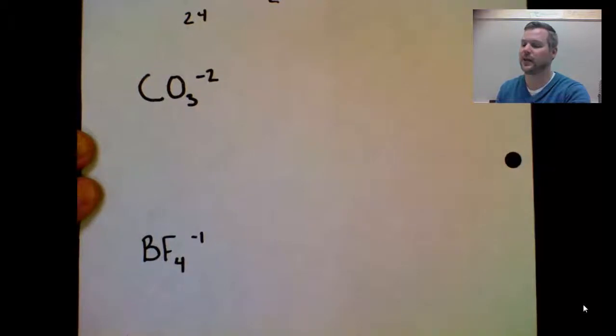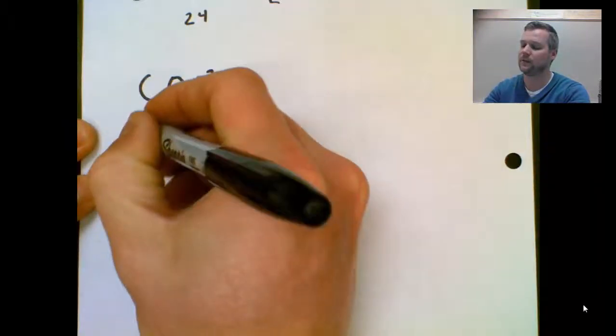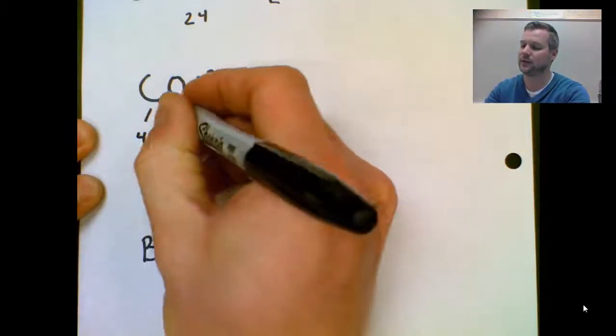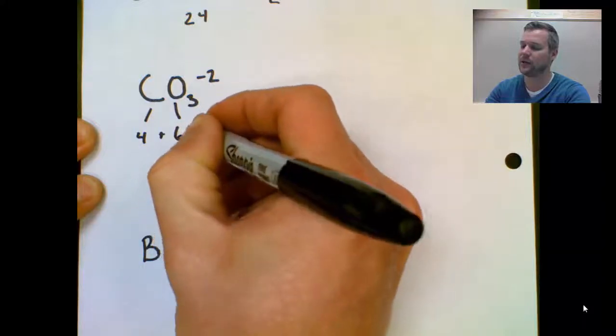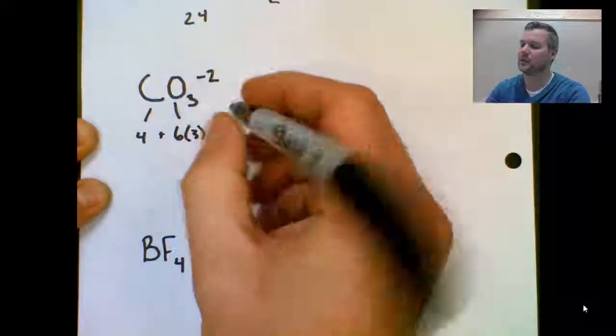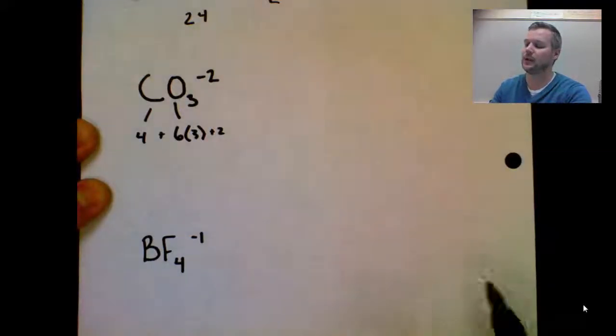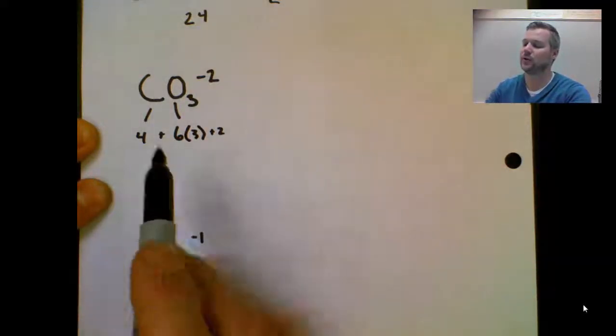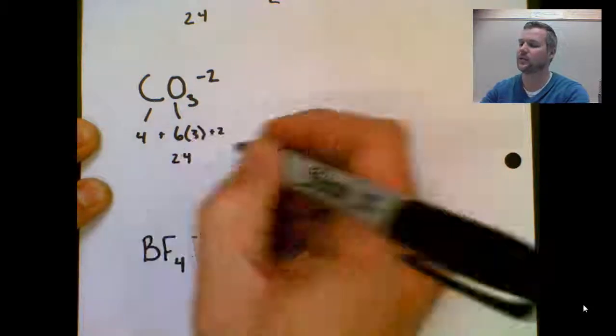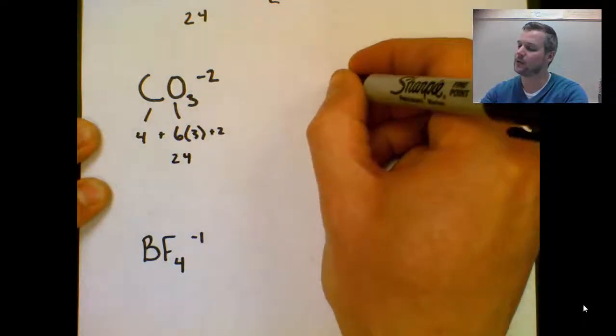Okay, so again, we see that negative popping up. Carbon's in 4, oxygen is in 6, 3 copies. Because it's -2, we're going to add 2 more. 6 and 3 makes 18. Plus 2 more makes 20. Plus 4 is 24. So this is going to be a very similar picture.